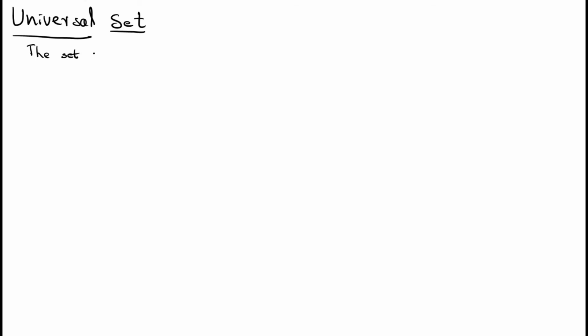which contains all the sets in the given context is called the universal set. Here, see, one set is there which contains all the sets. That means all the sets are subsets of the given set. Okay, given context means in the given situation.